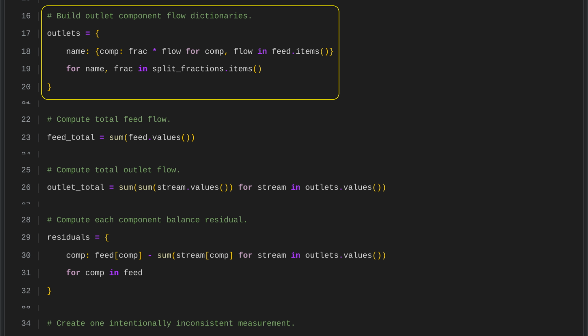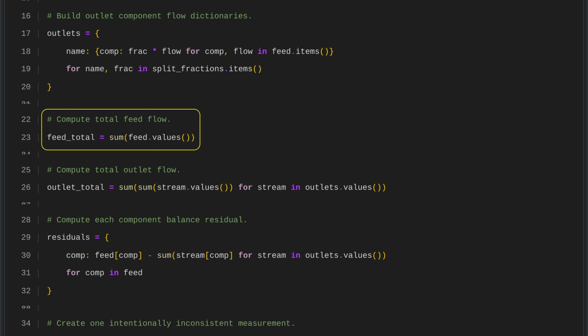For each outlet stream, we create a component flow breakdown based on the feed stream. Each component's feed flow is multiplied by that outlet's split fraction, so the outlet flows stay proportional to the original feed. Repeating this for all outlets produces a nested structure with the component flows for each outlet.